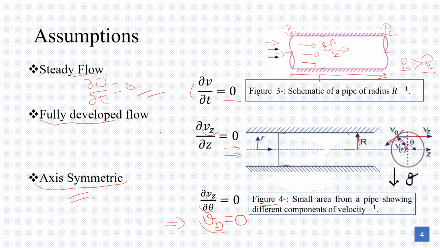We can also show the Cartesian coordinate system in figure 4. The x direction is in this way, our z direction is the same as in the cylindrical coordinate system, and our y direction is upward, so our gravity is acting in the minus y direction.